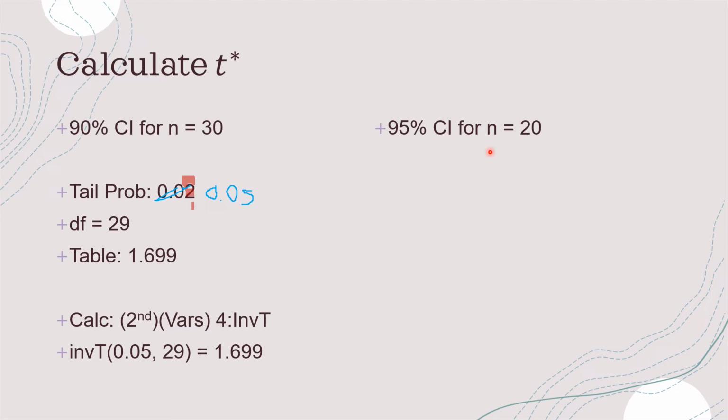All right, so if you did this, you would know that your tails are 0.025, your degree of freedom would be 19, which if you look at your table would get you 2.093. Okay, that is the t for that one. Great.